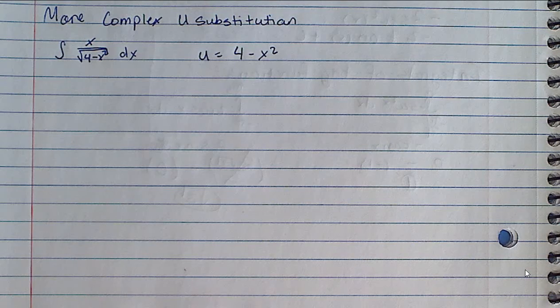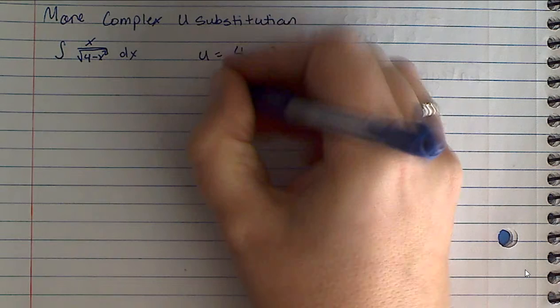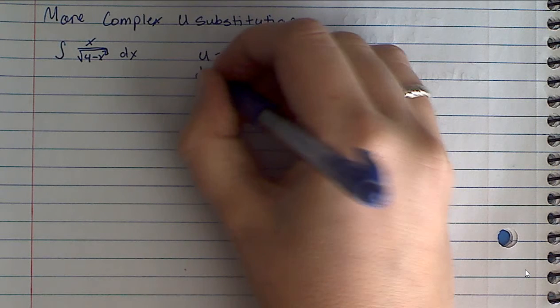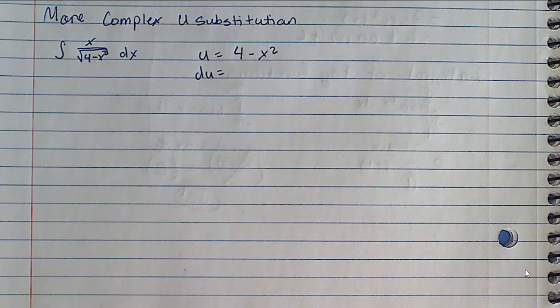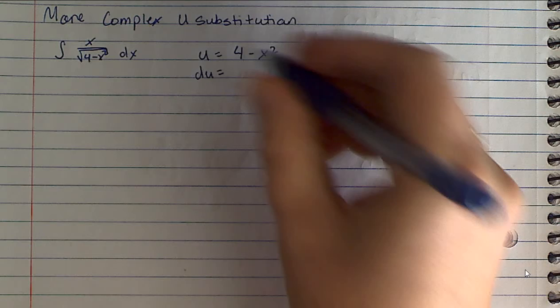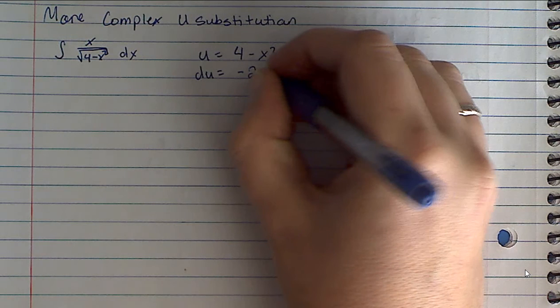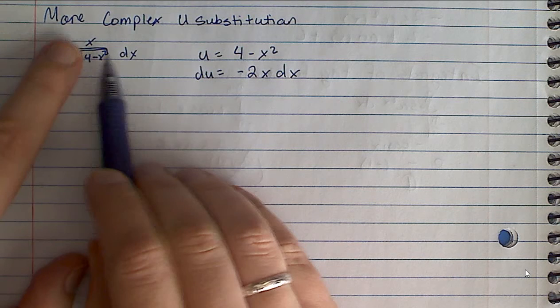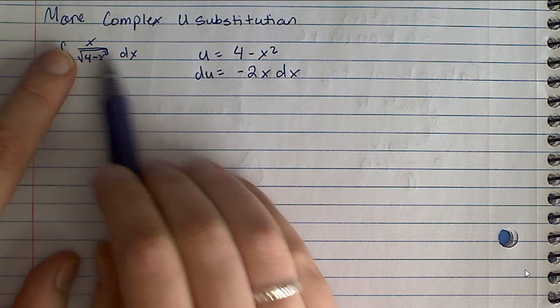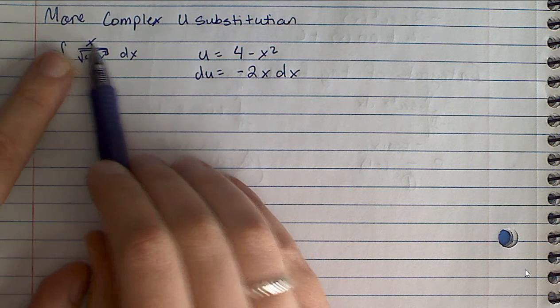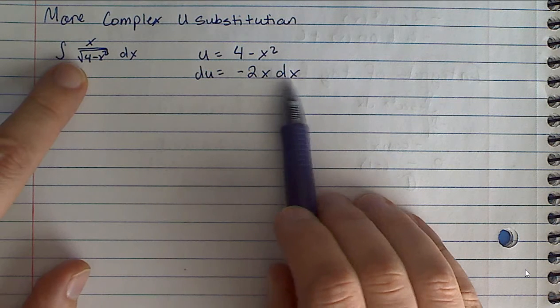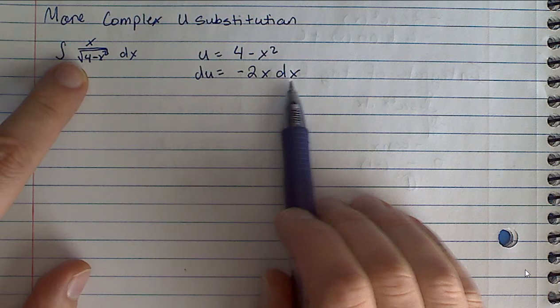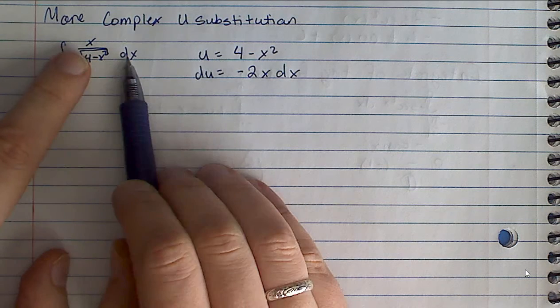And then we have to find out what du is. So du is equal to whatever the derivative of u is, and then we have to make sure we're adding dx onto the end. So du is negative 2x dx. Now this gets a little more complicated because there's no negative 2 anywhere in here. There is, however, an x and a dx, so we're part of the way there. We have an x and a dx and an x and a dx, but we have no negative 2 up here.